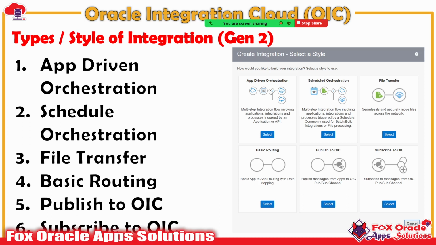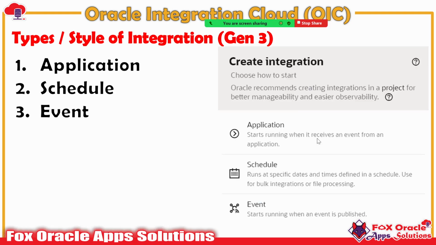Here you can see the first one is app driven. When we use app driven, what is the benefit of using it, everything we will discuss. Next we have schedule orchestration, then file transfer, basic route, publish to OIC and subscribe to OIC. The last four we will skip. We will majorly focus on app driven and the schedule one. Later they changed the name from app driven to application. This is the integration pattern available in generation 2, or version 2. Next you can see a screen for generation 3. In generation 3, we have only three patterns for integration.